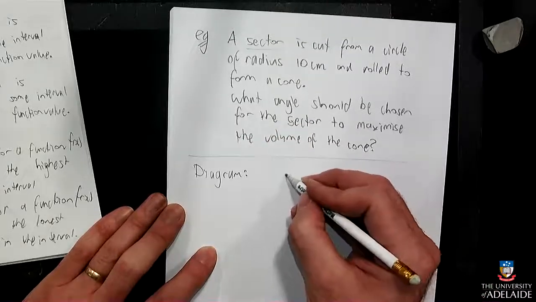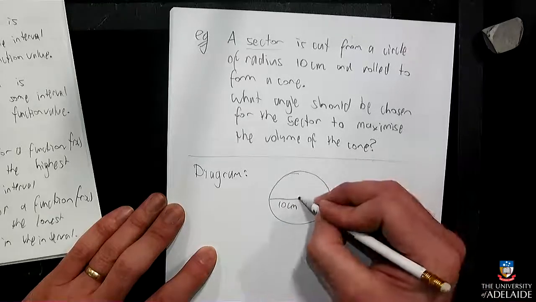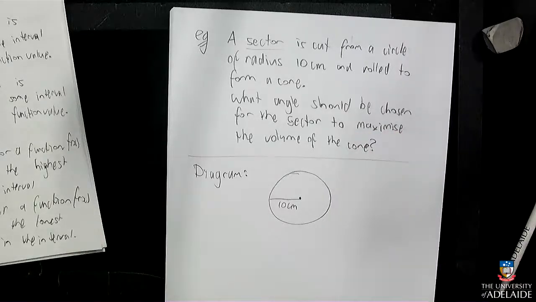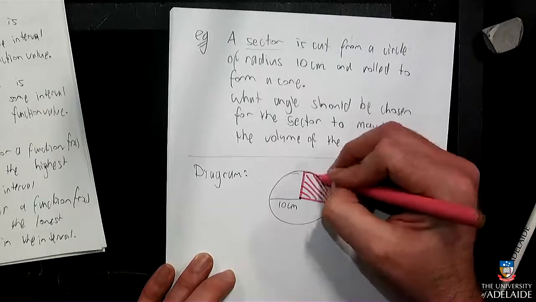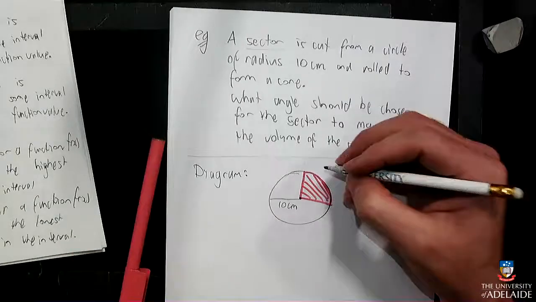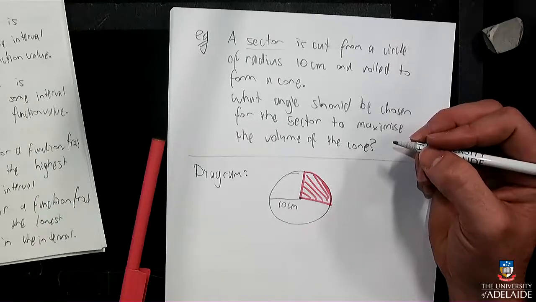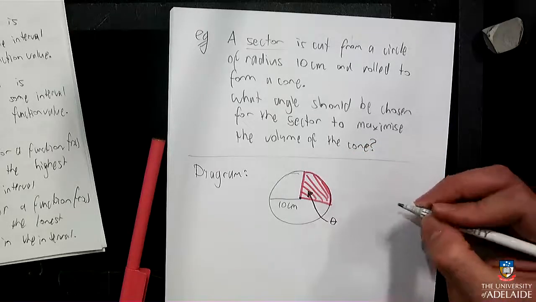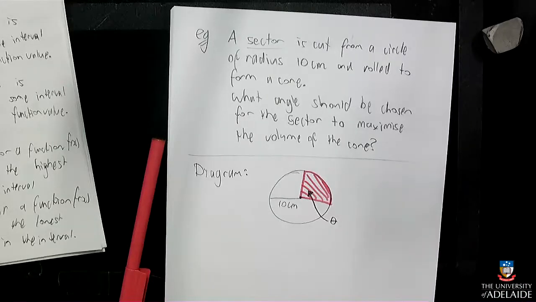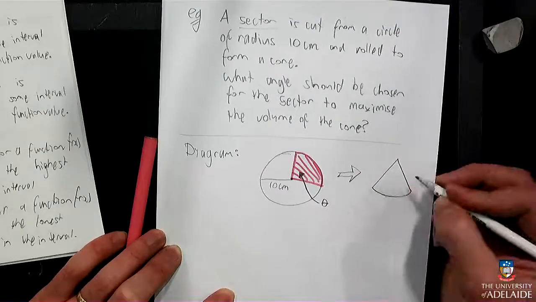So let's see. So that's my circle of radius 10. And a sector is like a pie slice. That's my sector there. And we should give a name to this angle. I could call it x. That doesn't seem too bad. It's traditional to call the angle theta though, so let's call it theta. Okay. And then what we do is we turn that into a cone, like that.